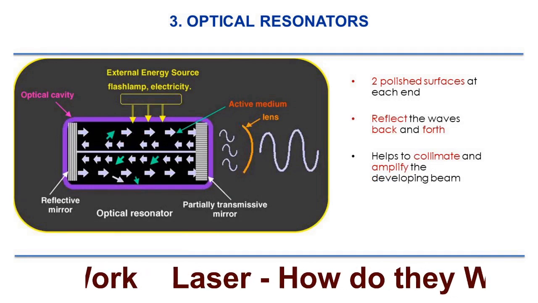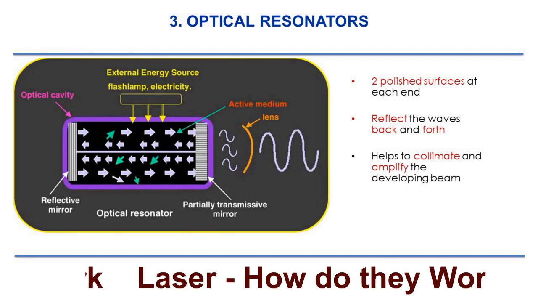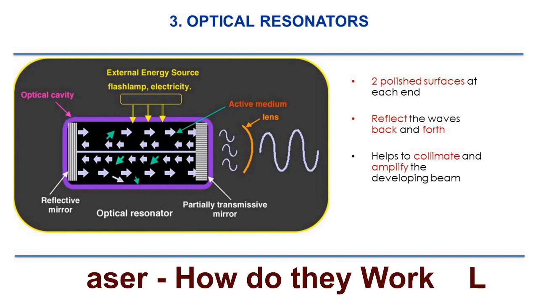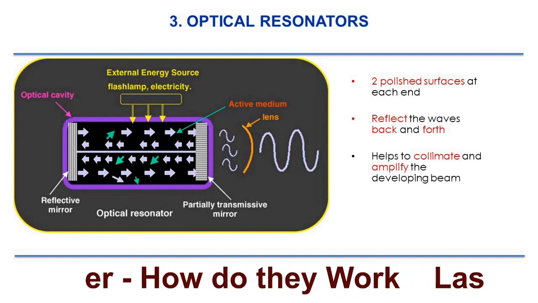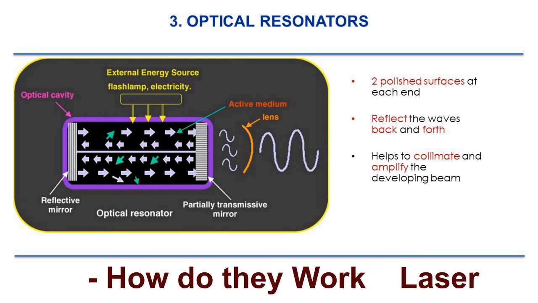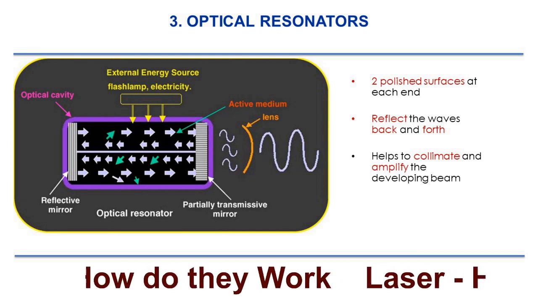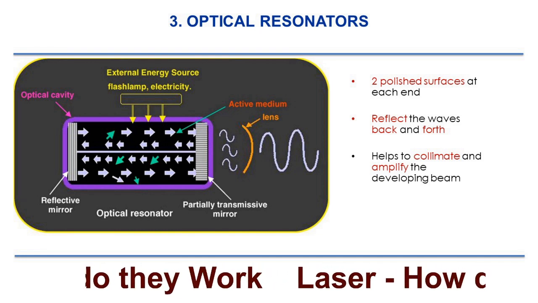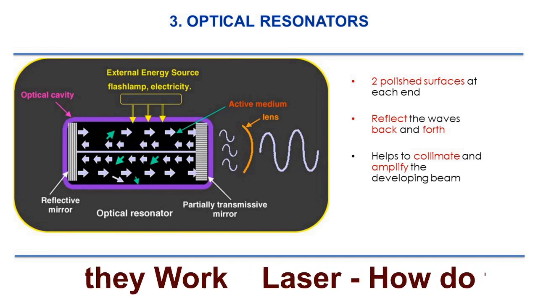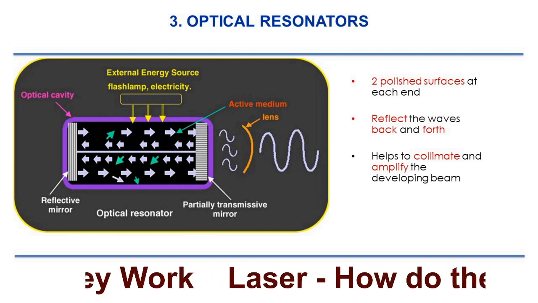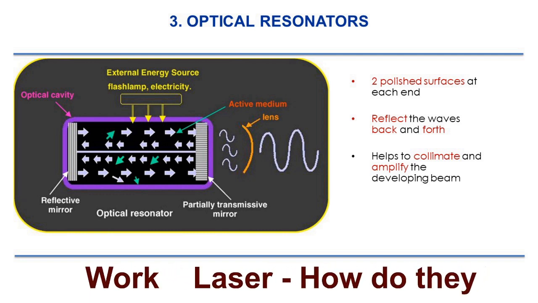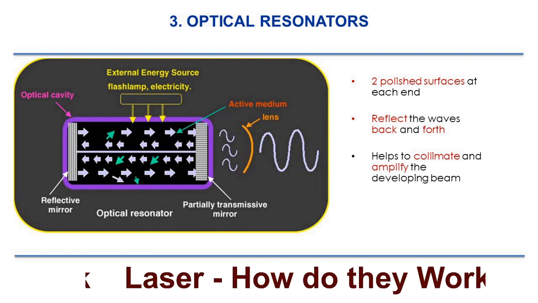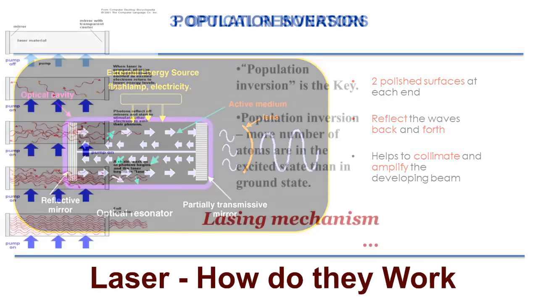So the third component is the optical resonators. These are two polished surfaces at each end of the laser cavity, and they reflect the waves, that is the photons, back and forth within the active medium component. So this helps to collimate and amplify the developing beam. These optical resonators are completely reflective on one side but a partially transmissive mirror on the other side for the passage of the developed laser beam to exit.